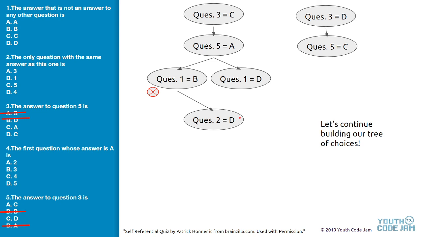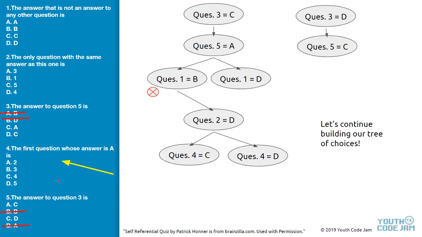So if question 2 is equal to D, then the first question whose answer is A has got to be, well, on this side of the tree, I see that only question 5 is equal to A. So it could be that question 5 is the first question with the answer A, or that question 4 is the first question whose answer is A. So again, we see that questions 4 or 5 will be the first question whose answer is A. So the answer to question 4 must be C or D.